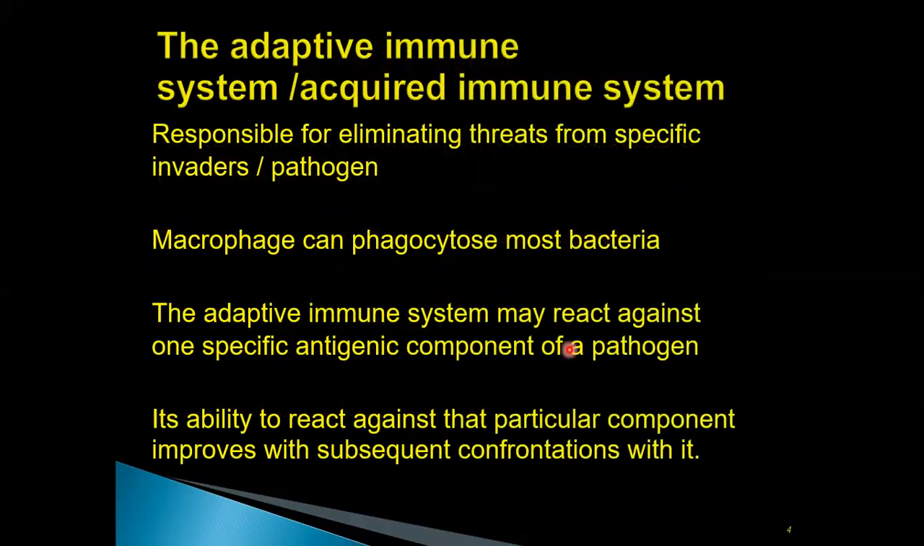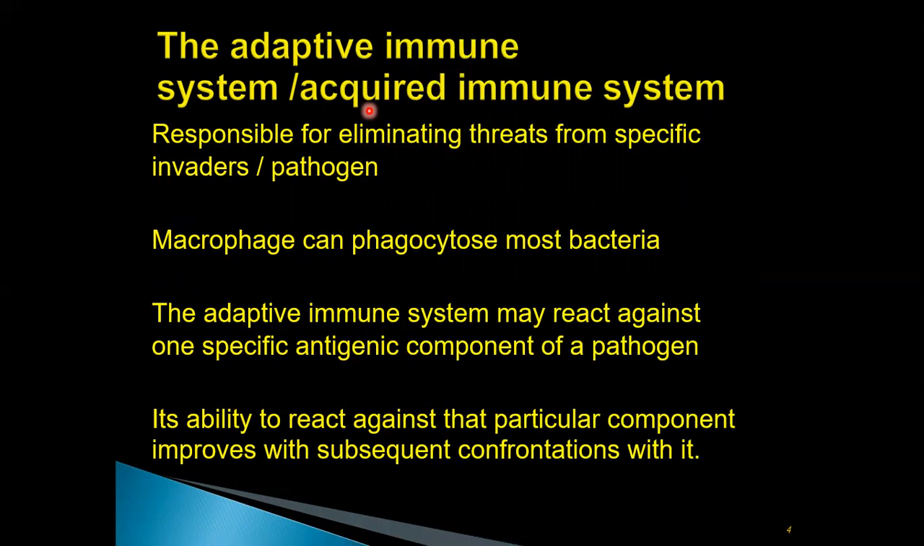The adaptive immune system is also called the specific immune system or acquired immune system. This system develops after the body is exposed to certain pathogens. Once the body is exposed, it starts developing immunity against that pathogen. That's why it's called the adaptive or acquired immune system. The immunity develops against that particular pathogen, which is why it's called the specific immune system.